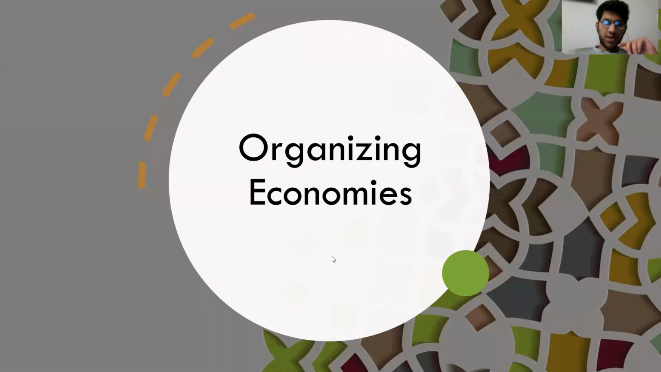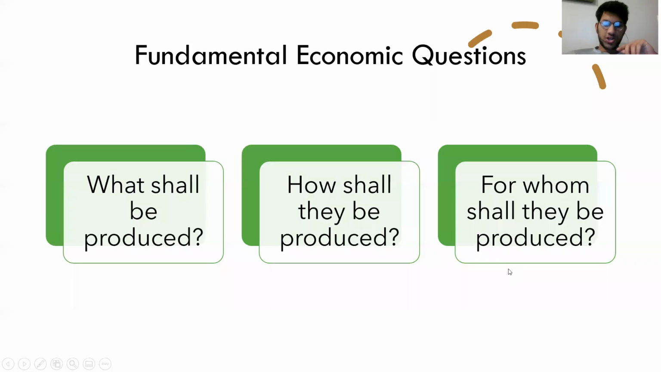Hello, today we're going to talk about Chapter 2, Organizing Economies. We're going to talk about the fundamental economic questions, and this will be a continuation of what we learned in the previous class. The fundamental economic questions are what shall be produced, how they shall be produced, and for whom shall they be produced. What do these questions mean?